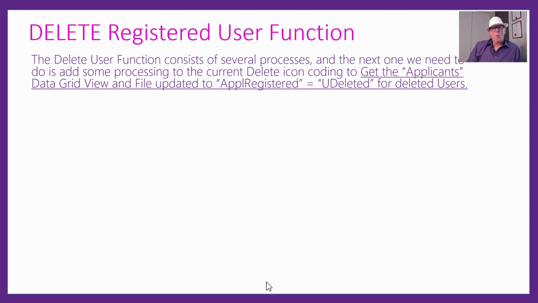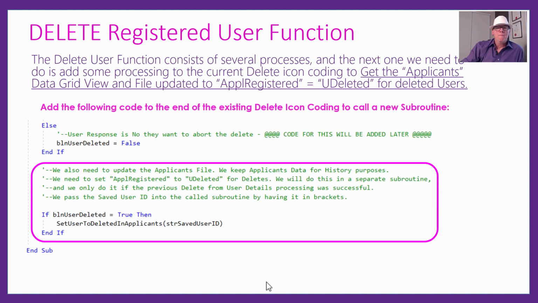Now, when we delete someone, we want to go up to the Applicants file actually and change some stuff. And we want to change their ApplRegistered to UDeleted. So their status is that that user has been deleted. All right, so at the end of the existing delete icon coding, so where we double clicked on the red X delete icon, we're just going to add a new subroutine here that's going to go off and update the Applicants file and set that person to UDeleted, okay?